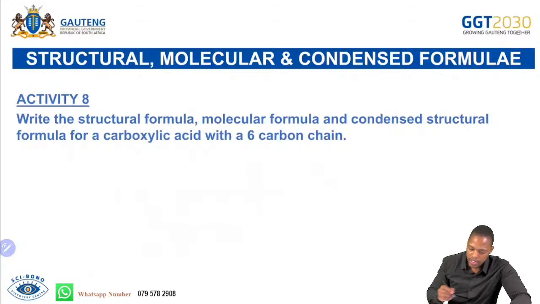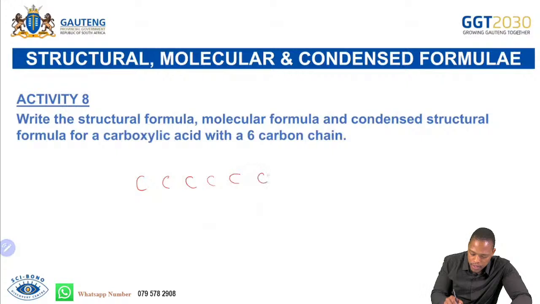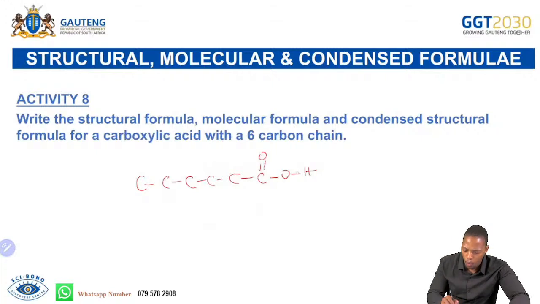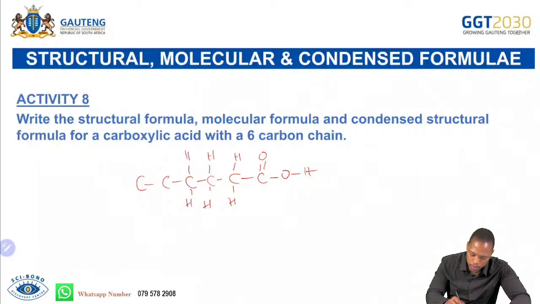Carboxylic acid, 6 carbons. 1, 2, 3, 4, 5, 6. On the first carbon, I always make this one the first carbon. There must be a double bond O with an OH. That's how we said we see a carboxylic acid from that table, if you remember, of our homologous series. It has a double bond O, and an OH. And then the rest of the carbons must simply be made happy by making them have 4 bonds. We have spoken a lot about this bond issue of the carbons.